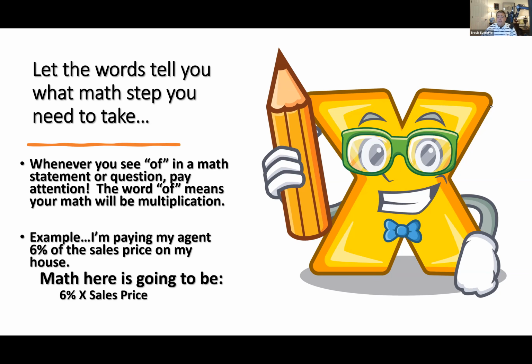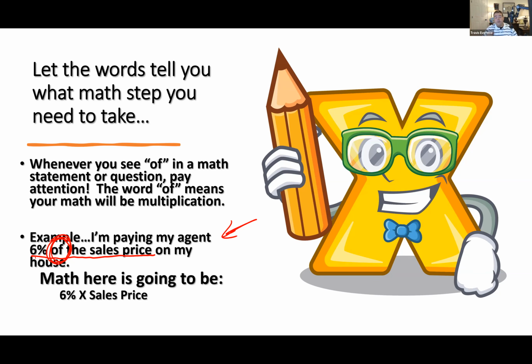So I just gave you a quick example here. It says, I'm paying my agent 6% of the sales price on my house. And there's that word we talk about, of. Well, what we can do is just substitute multiplication for the word of. So the math is going to be 6%, take out the word of, put the multiplication sign in there, 6% times sales price. Whatever the sales price is, we're going to multiply that times 6%. And we know that simply because we said to ourselves, okay, 6% of the sales price, and of means multiply.